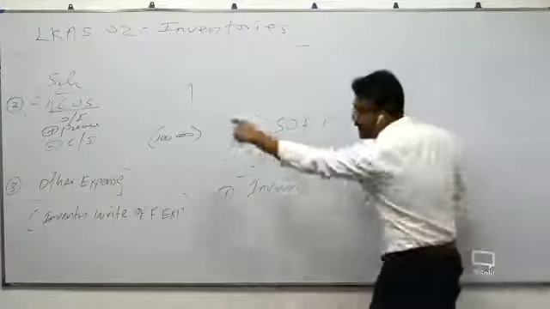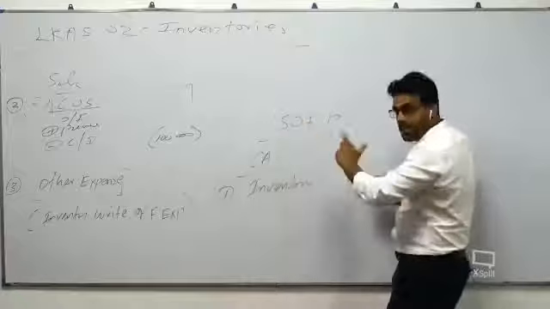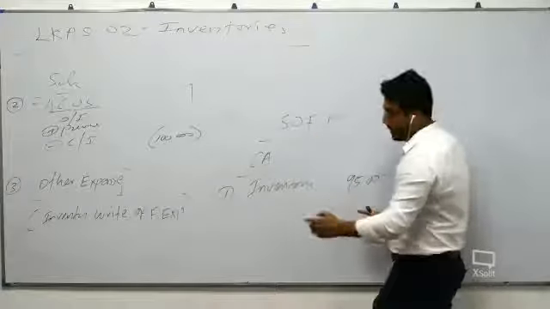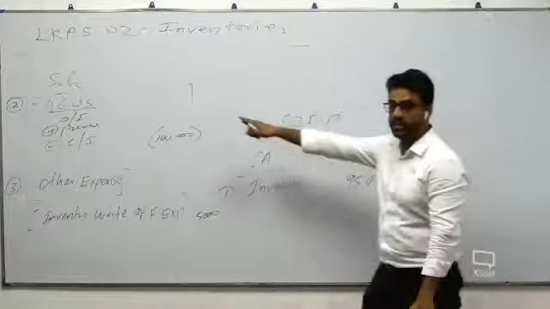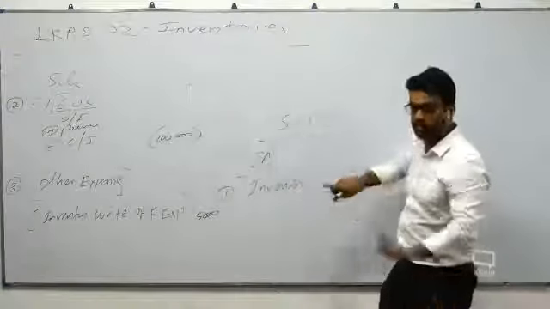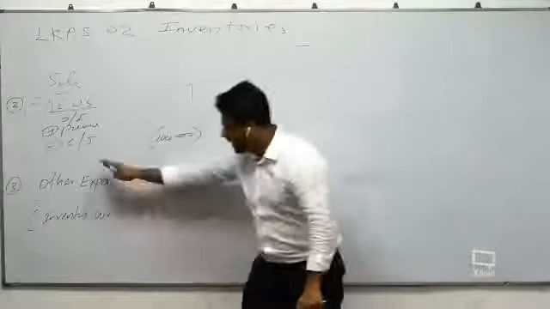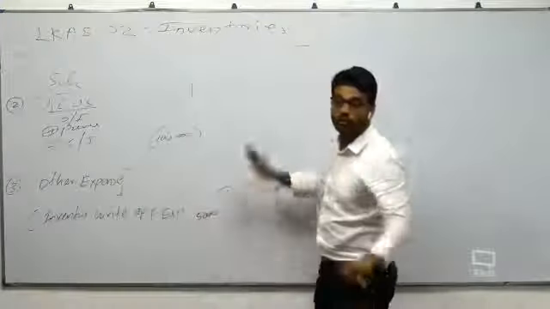When these values are different, the difference between this is always recorded as an other expense. You guys know the difference is what? 5,000. That 5,000 is always recorded under other expenses, inventory write-off expense.